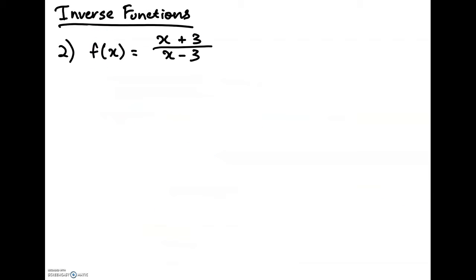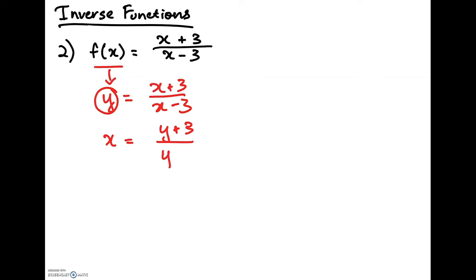Here's our next example. We have f of x equals x plus 3 over x minus 3. So our first step is to replace f of x with y. So we're going to write y equals x plus 3 over x minus 3. And now we want to basically interswitch x and y. So we're going to put x wherever we have y and y wherever we have x. So instead, we only have one y, so we're going to write x equals, and since we have two x's, we're just going to replace them with y's. Now you're going to want to solve for y.